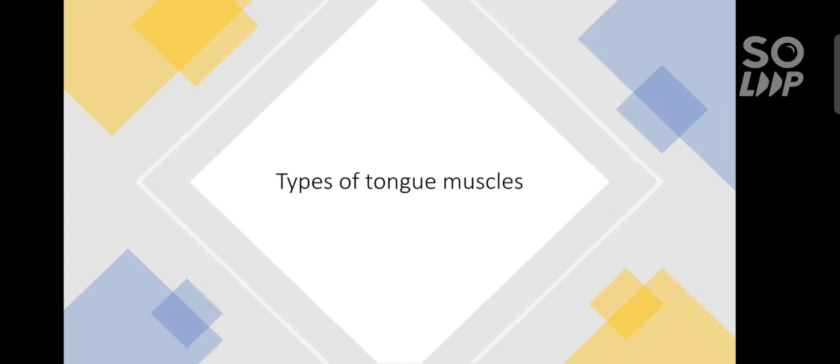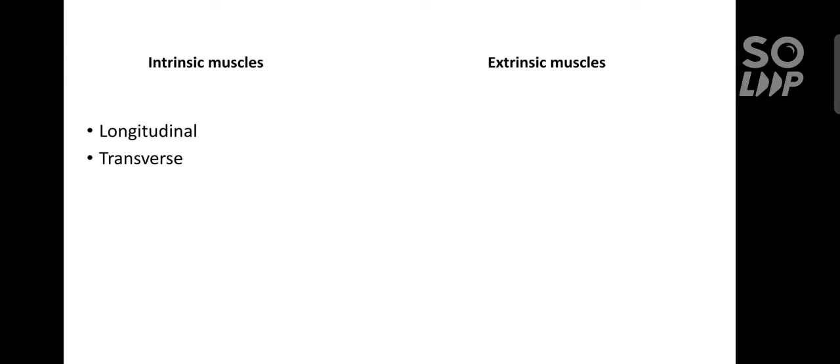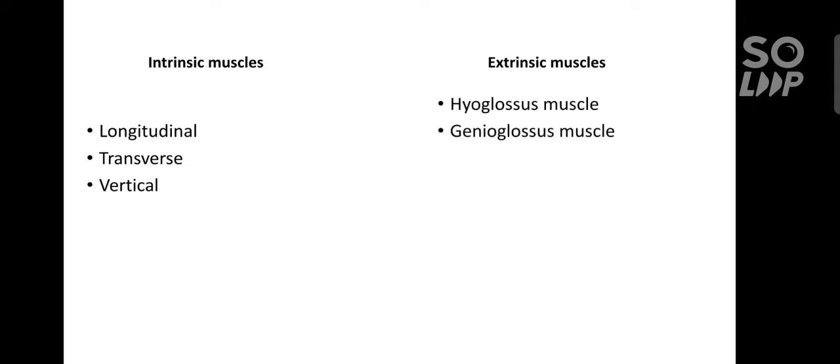We have to know the types of tongue muscles before details. Muscles of the tongue are either intrinsic muscles or extrinsic muscles. What are the intrinsic muscles and what are the extrinsic muscles? The intrinsic muscles are longitudinal muscles, transverse muscles and vertical muscles, while the extrinsic muscles are Hyoglossus muscle, Genioglossus muscle, Styloglossus muscle, and Palatoglossus muscle.